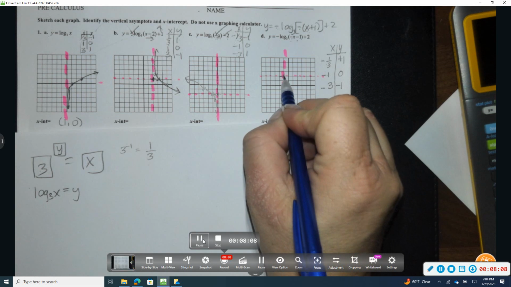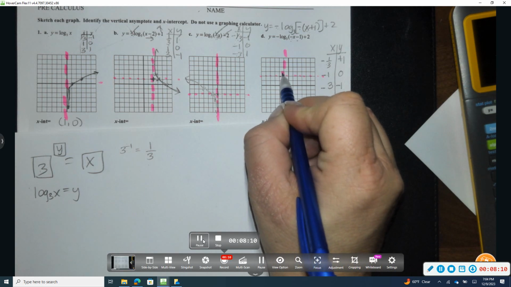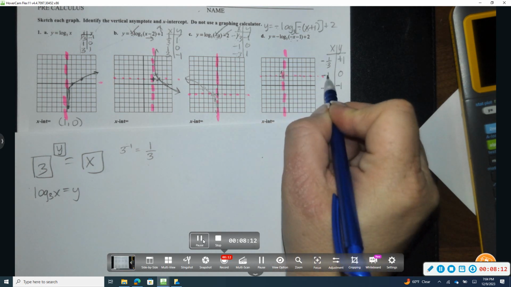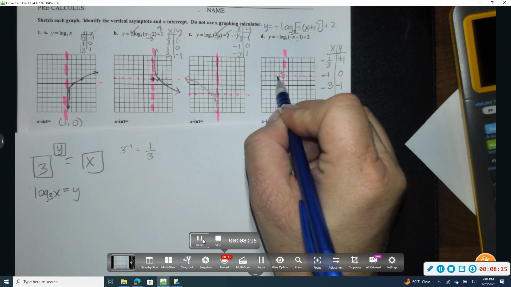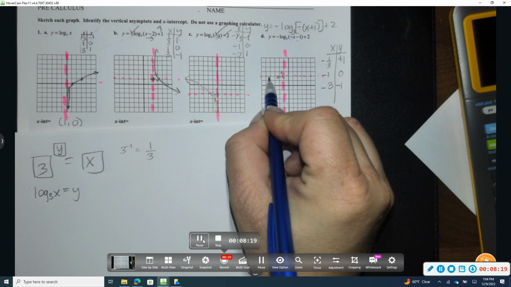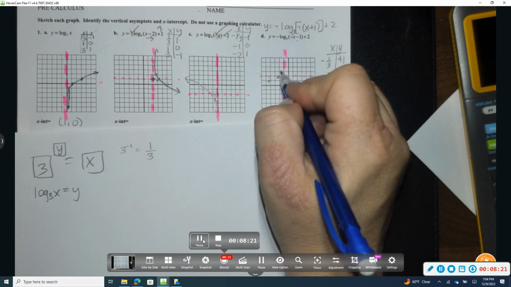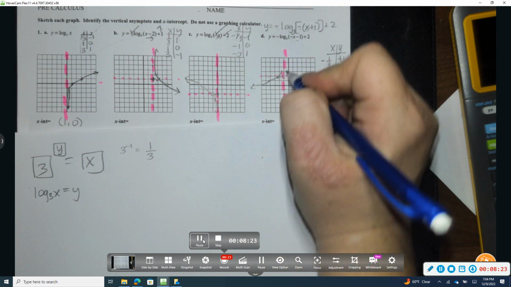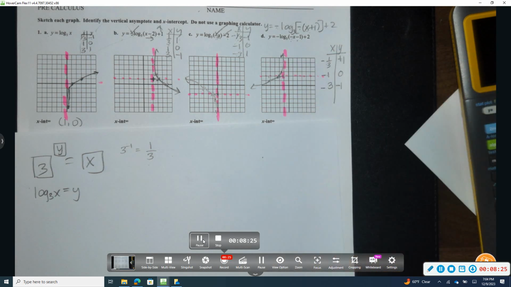And now from this point, I'm going to go ahead and graph. So I'm going to go to the left 1/3 and up 1. I'm going to go to the left 1 and 0. And I'm going to go to the left 3, 1, 2, 3, and down 1. And we can see it's going in this direction and then up towards the asymptote. Okay, let's now look at identifying.